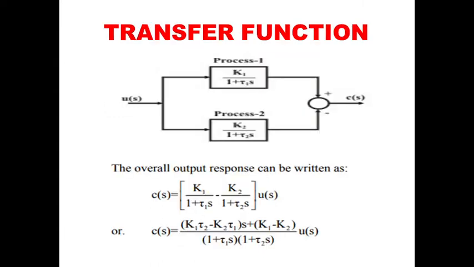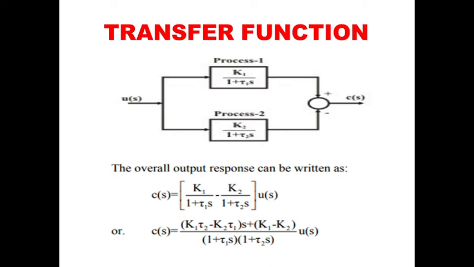Transfer function with inverse response. U(s) is the load variable, C(s) is the controlled variable. Process 1 transfer function is K1 divided by 1 plus tau 1 s. Process 2 transfer function is K2 divided by 1 plus tau 2 s. The overall output response can be written as C(s) divided by U(s) equal to K1 by (1 plus tau 1 s) minus K2 by (1 plus tau 2 s).